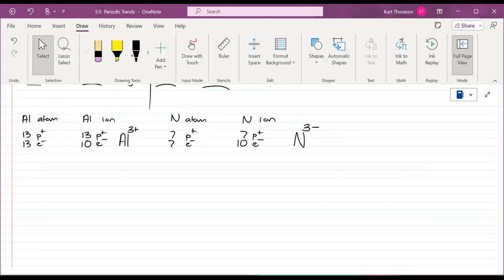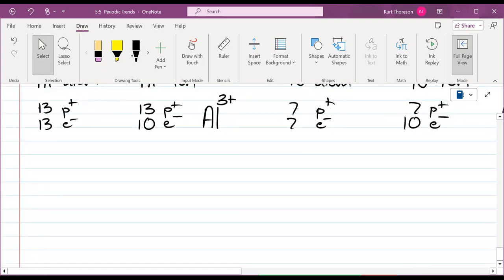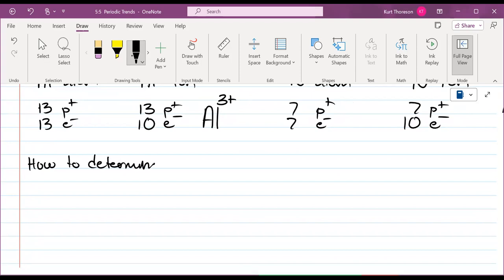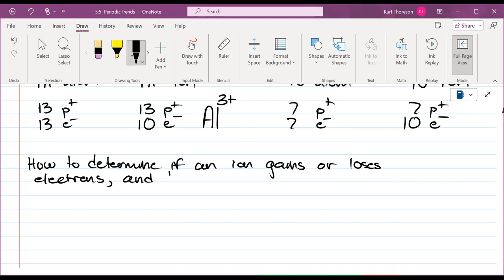The next thing I want to tell you guys is I want to write this down. How to determine if an ion gains or loses electrons and how many electrons. So this is what Nick was asking. I bet a lot of you are probably trying to figure this out too. Where's he getting 10 from? Where is he getting 7 from? Where is he getting all these numbers from? I'm going to tell you.